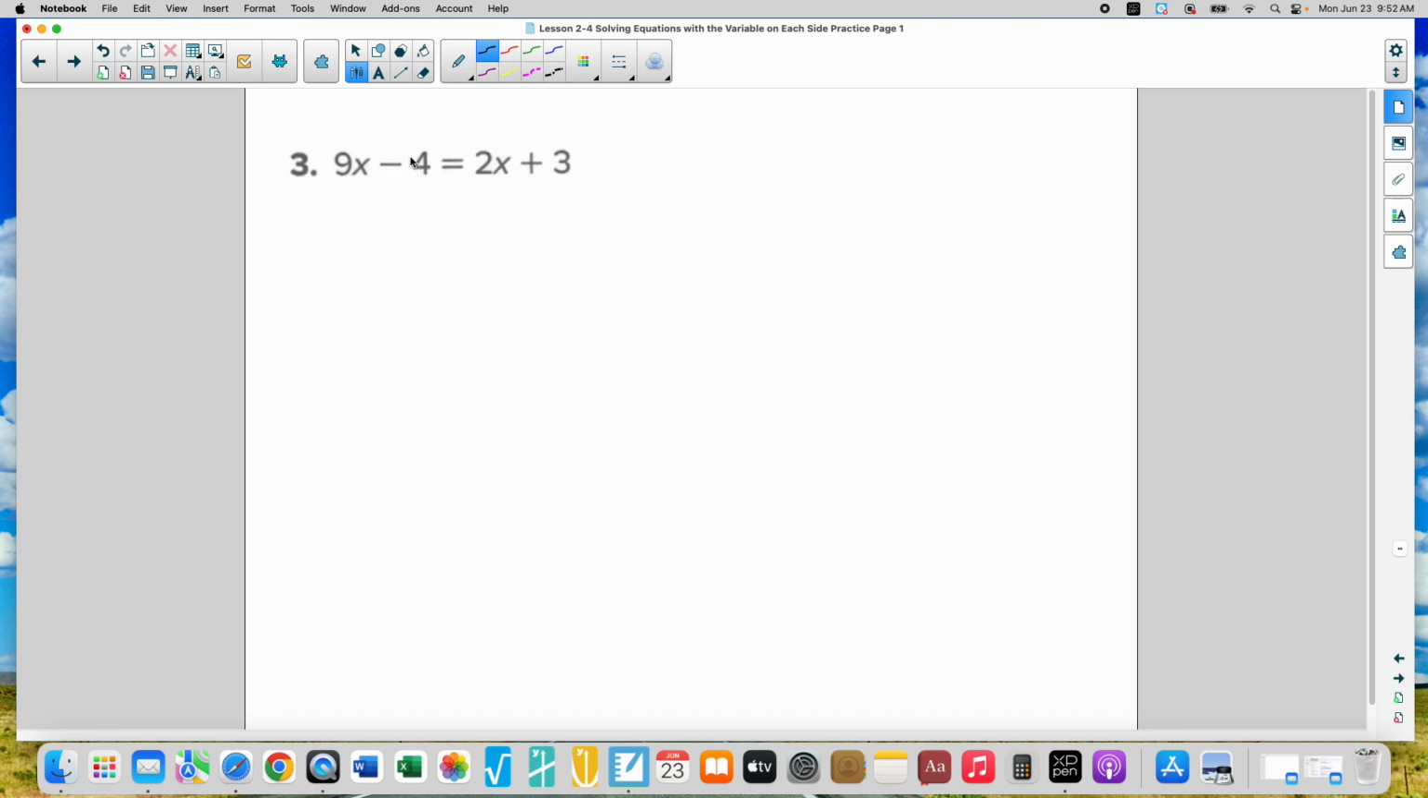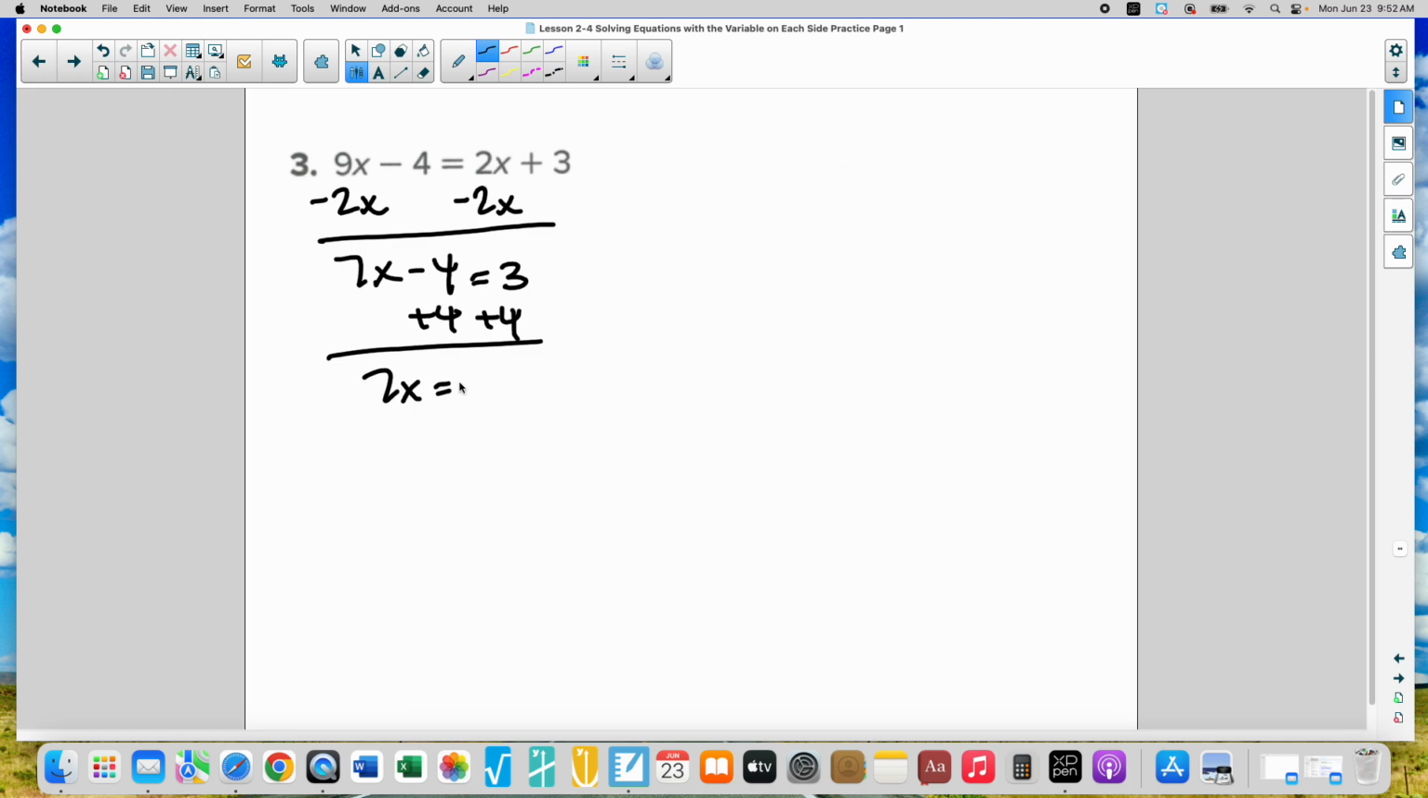Number 3, okay, same thing. I'm going to subtract 2x. That's 7x minus 4 equals 3. We'll add 4. 7x equals 7. Divide by 7. x equals 1.